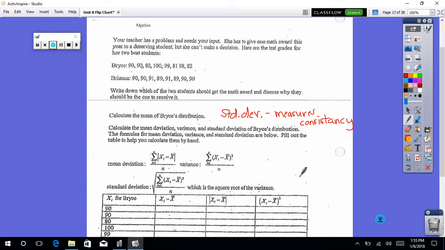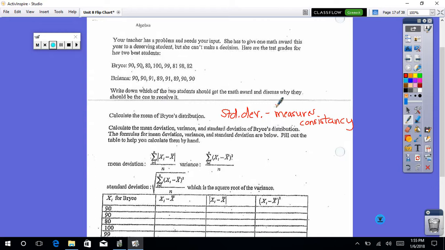Again, you want that number to be very low. If you have a set of data and you put all the data in your calculator, let's say for Bryce and Brianna, and you figure out that they have the exact same average, the exact same mean, but you have to pick the better kid to get a math award, how would you do that? That is why we start talking about standard deviation.